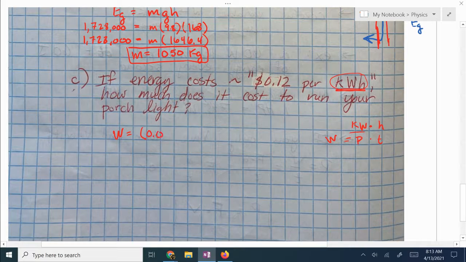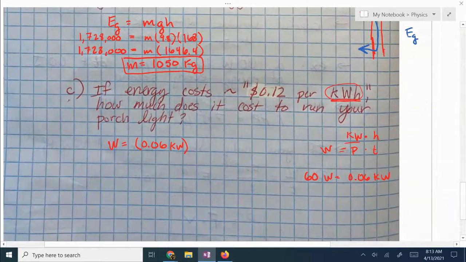You do that by simply dividing by 1,000. 60 watts is equal to 0.06 kilowatts. And then we already know that your T, we need that in hours, so that's 8 hours. If we look at the units, we're going to get kilowatt hours. So that's 0.06 times 8, and that's going to give you 0.48 kilowatt hours. So to leave your light bulb on all night is 0.48 kilowatt hours.